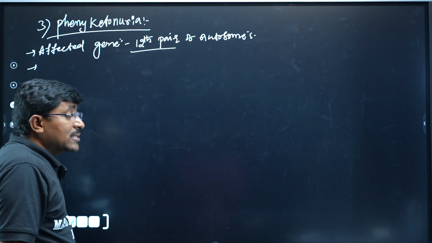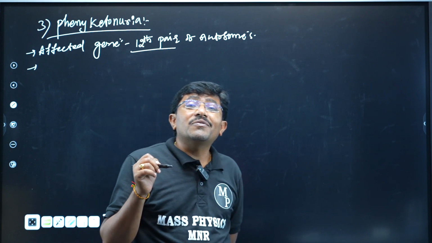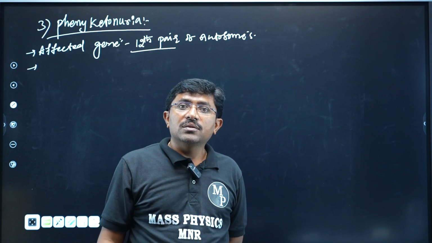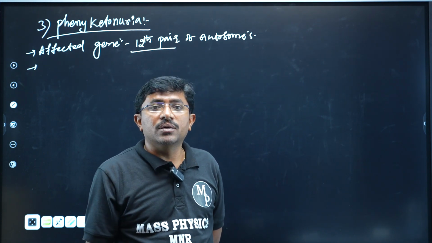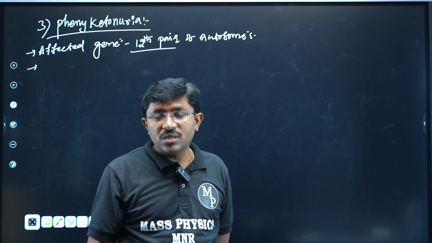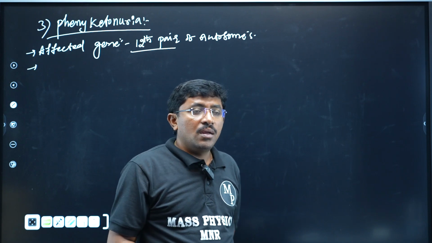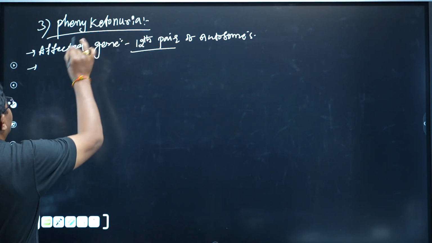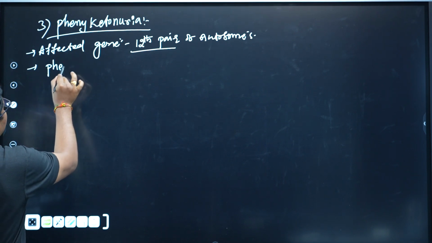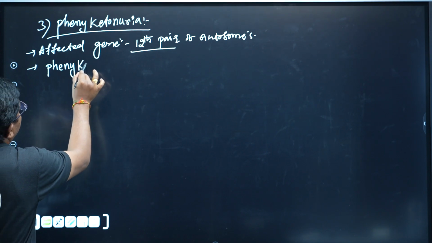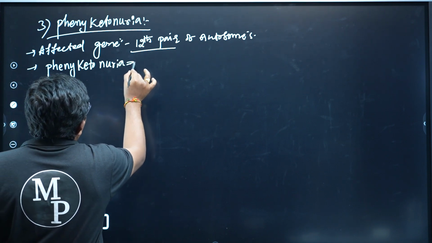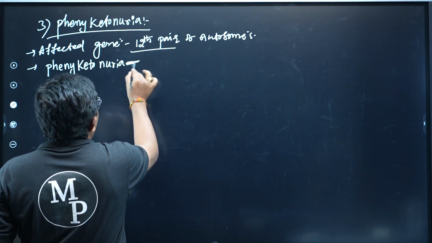phenylketonuria. So what is the reason for the accumulation of phenylpyruvic acid within the human blood? And what effects will appear in the human being by the accumulation of phenylalanine amino acid? Coming to the point, what is the actual meaning of phenylketonuria?